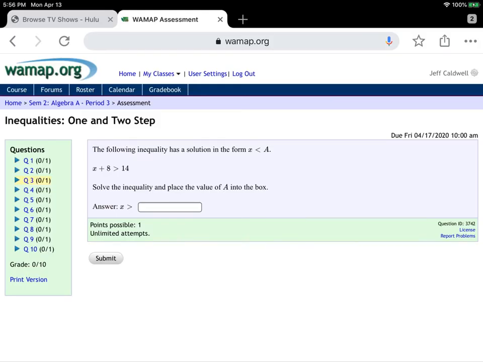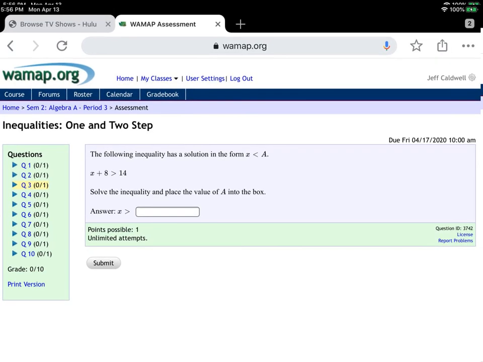Two more examples right from your WAMAP assignment. First one, x plus 8 is greater than 14. To get x by itself, we subtract 8 from both sides, so x is greater than 6. Put a 6 in the box, hit submit, and you're done.